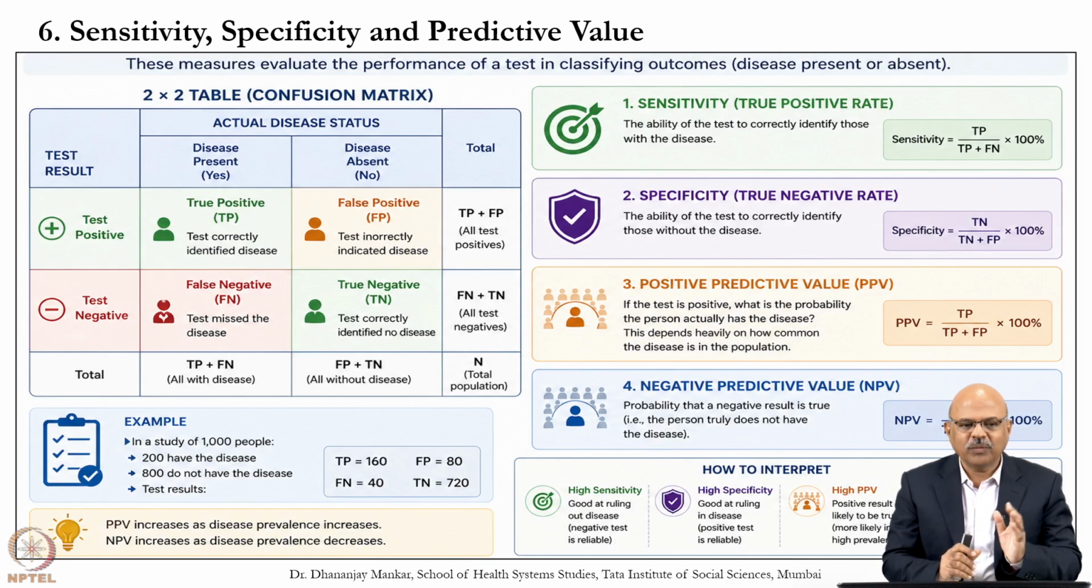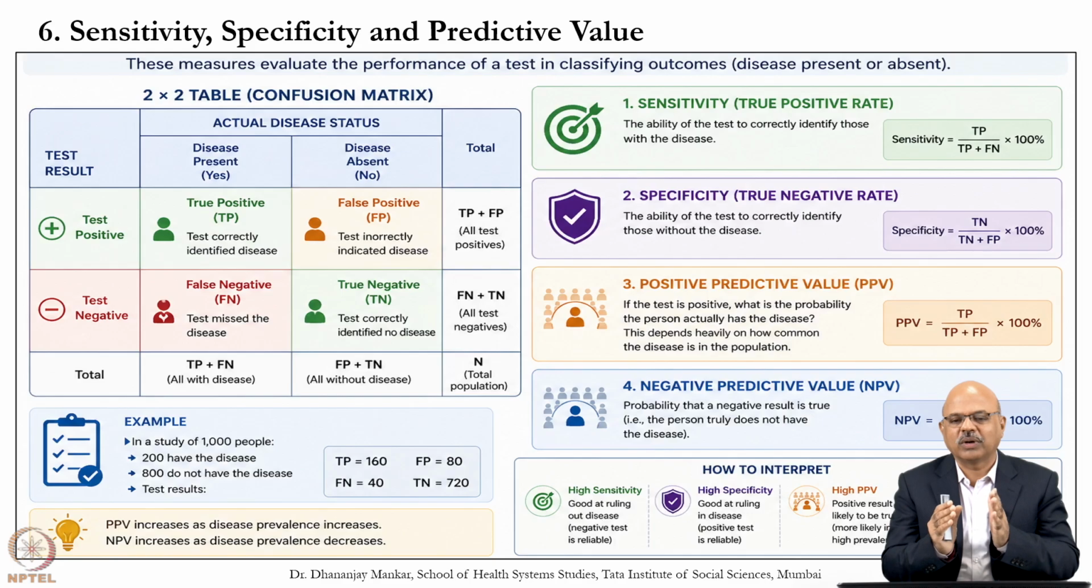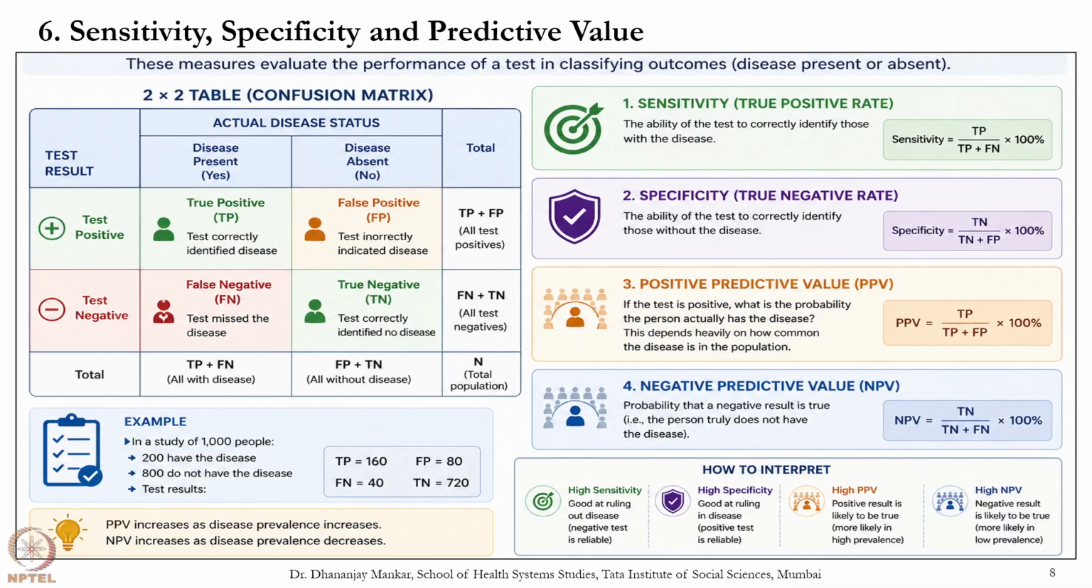For example, if you are taking different sets of populations, you have to understand with a sample group of a disease condition versus the results. In the case of negative predictive value, NPV, it is the probability that a negative result is true, that is, the person truly does not have the disease. So NPV is equal to TN divided by TN plus FN, multiplied by 100. So how to interpret this?